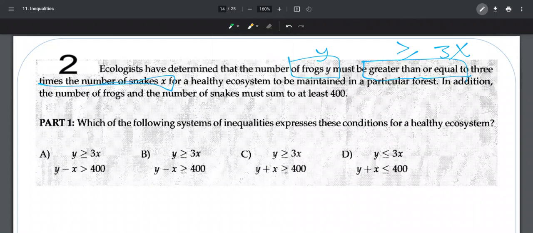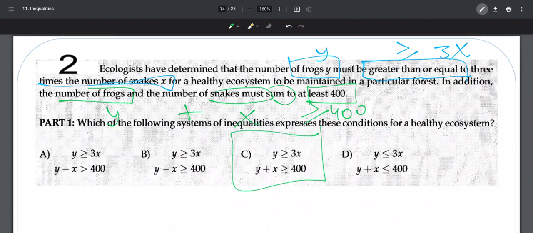In addition, the number of frogs, which was y, and the number of snakes, which was x, must sum to at least 400. When I say at least 400, it means 400 is the least, right? So 400 is the minimum. So I want more than 400, but since it says at least 400, it can be 400. So it's going to be more than or equal to 400, which is my second inequality.